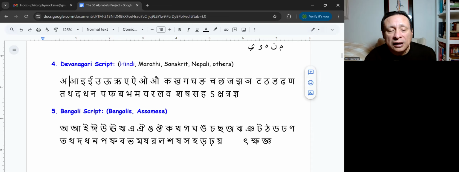So this is the short a. This is the long a. This is the short i. This is the long i. This is the short u. This is the long u. This is the ri. This is the e. This is the ai, like in kaise. Aap kaise hai. This is the o, and this is the au.